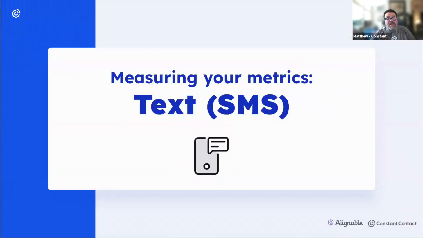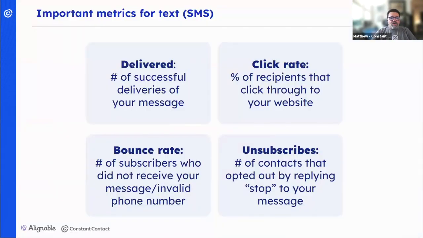Our next channel is going to be text marketing. So what metrics do we need to pay attention to with SMS texts? Well, you certainly want to be paying attention to the delivery. If you're seeing a high delivery rate, that means your list quality is really good and you're in compliance with the carriers, the AT&Ts, the Verizons of the world. You're considered a good operator and you're not running into any problems with delivery there.